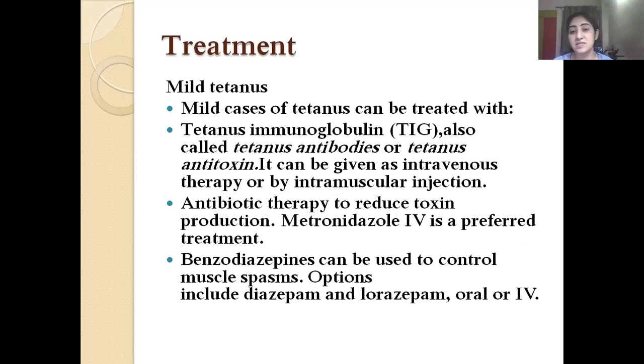Mild cases of tetanus can be treated with tetanus immunoglobulin, also called tetanus antibodies or tetanus antitoxin. It can be given as intravenous therapy or by intramuscular injection. Antibiotic therapy to reduce toxin production is given. Metronidazole IV is a preferred treatment. Benzodiazepines can be used to control muscle spasms. Options include diazepam and lorazepam, oral or IV.